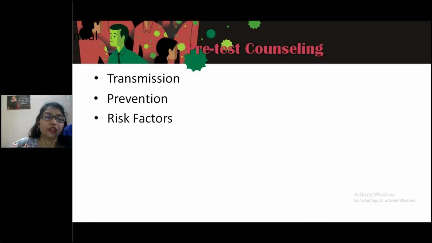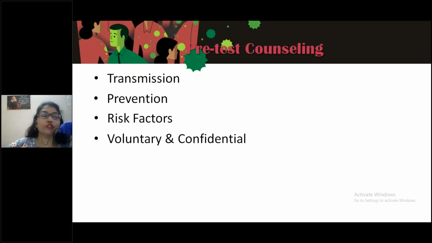In pre-test counseling, the patient is told all about the transmission, prevention, risk factors, and this is voluntary. Remember that you can't force somebody to undergo the test, and it is always confidential.